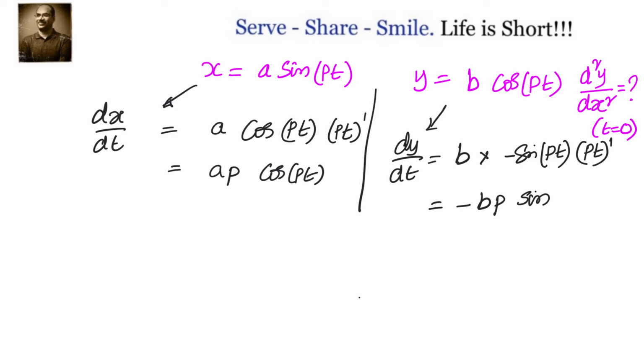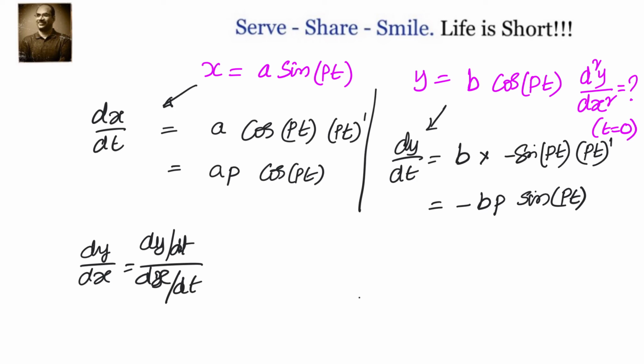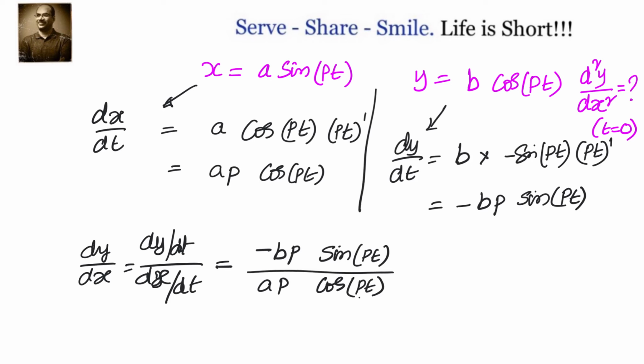Now what is dy by dx? Dy by dx is equal to dy by dt divided by dx by dt. So let us do that. We will divide dy by dt by dx by dt. We will get minus bp sin pt divided by ap cos pt. We can cancel p and p. We are left with minus b by a tan pt.